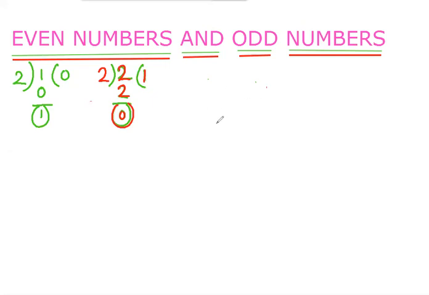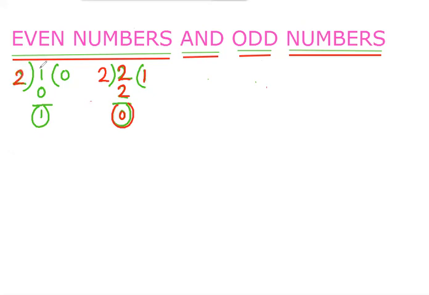Today we will understand even numbers and odd numbers, moreover prime numbers and composite numbers, and their concepts clearly. Now let us understand the concept of even numbers and odd numbers by doing some divisions.